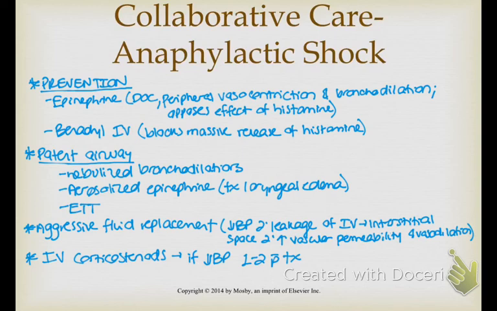If we see that they're going downhill and they're not doing well, sometimes we will prophylactically intubate before they get too bad. Because once we have the tube in, then we can secure that airway and be in control. We'll use fluids in anaphylactic shock, and sometimes some IV corticosteroids.